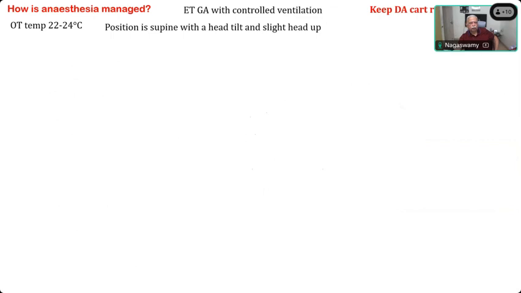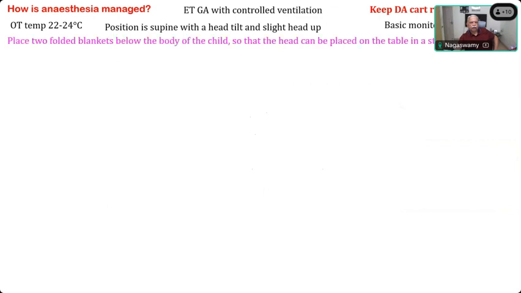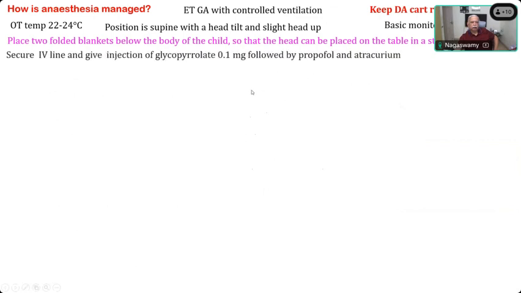Conventional controlled ventilation is the treatment. Keep the difficult airway cart ready. OT temperature again 22 to 24. Position supine with head tilt and slight head up. Basic monitors applied. Place 2 folded blankets below the body of the child so that the head can be placed on the table. Secure IV line and give injection glycopyrrolate 0.1 mg, followed by propofol and atracurium.